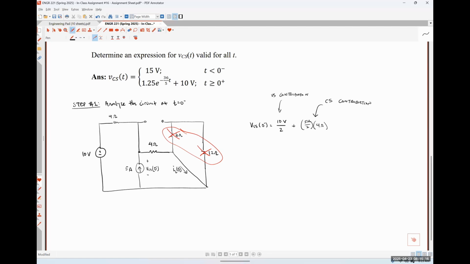Okay. So we have 10 over 2, which is 5. And then we have 5 over 2 times 4, which is the same thing as 5 times 2. So that looks like 5 plus 10 is 15 volts. And obviously we would get that exact same result regardless of the method we chose to solve for this particular quantity. Okay. So how would I find IL at 0 minus?